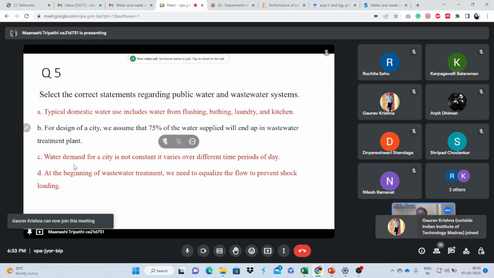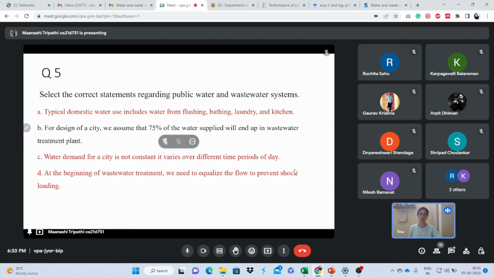So option C: water demand for a city is not constant. It varies over different periods of the day. This I hope you can understand. In the morning, more water will be used for bathing, cooking, washing, everything. In the night time, like 2 a.m. to 3 a.m., very few people will take a bath. So the water consumption will be less, and wastewater generation will also reduce.